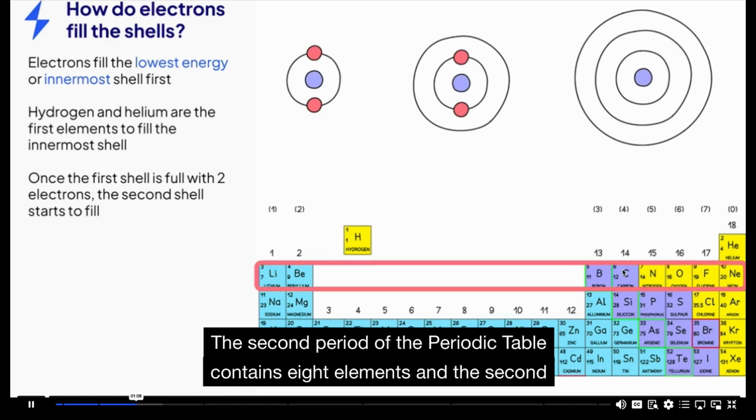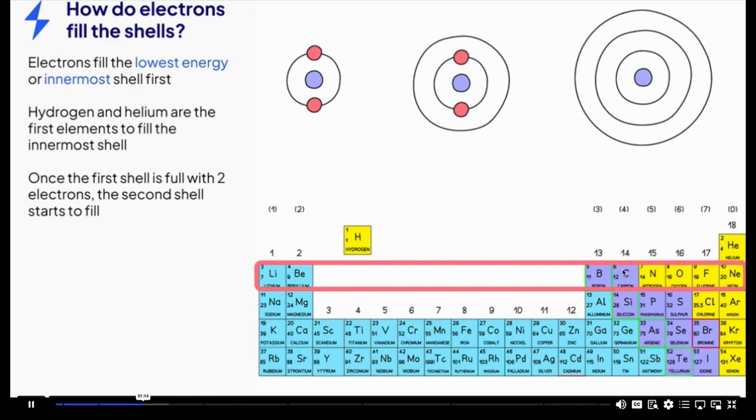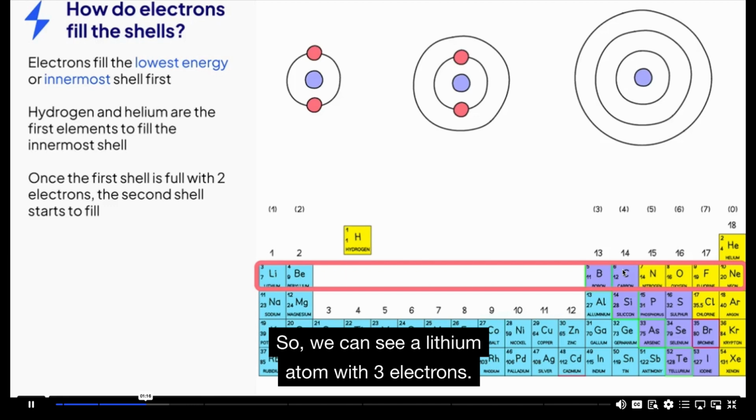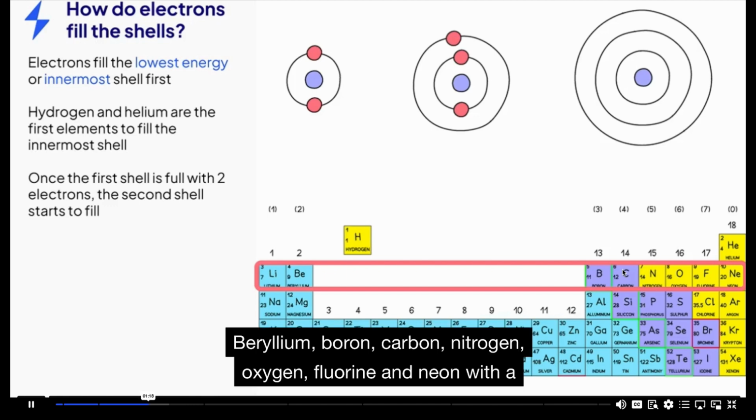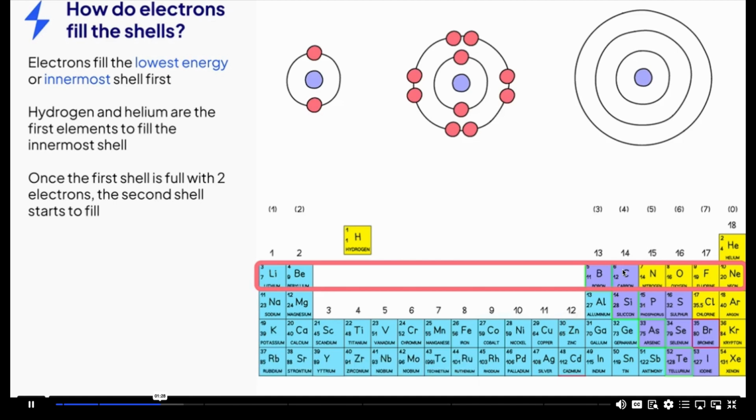The second period of the periodic table contains 8 elements, and the second shell can hold a maximum of 8 electrons. So we can see a lithium atom with 3 electrons, beryllium, boron, carbon, nitrogen, oxygen, fluorine, and neon with a full outer shell of 8 electrons.